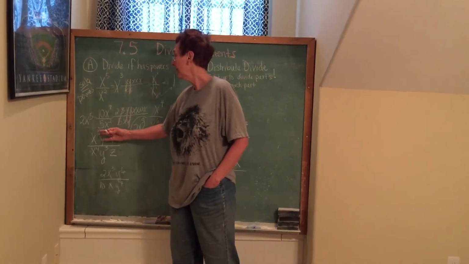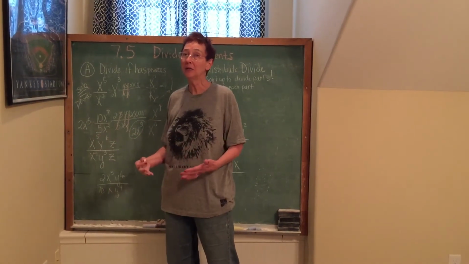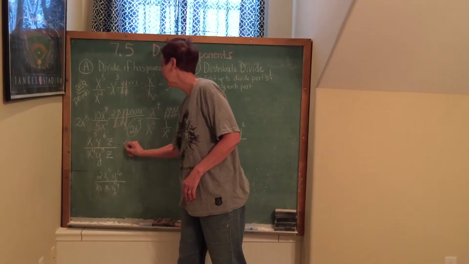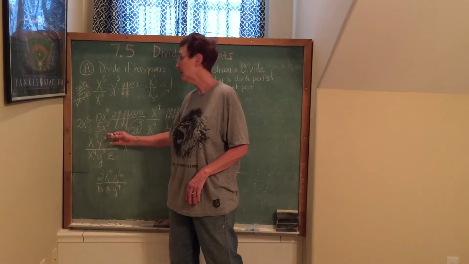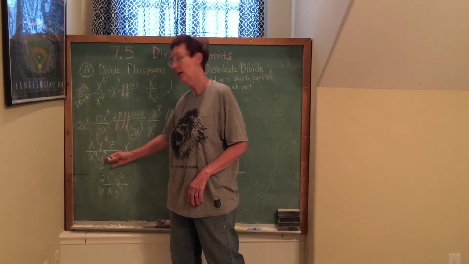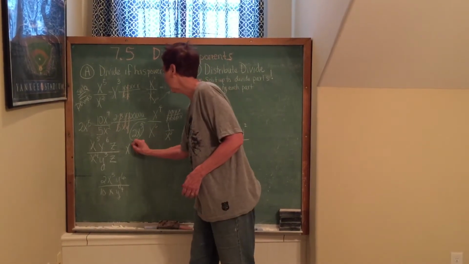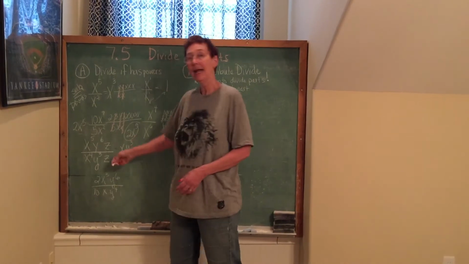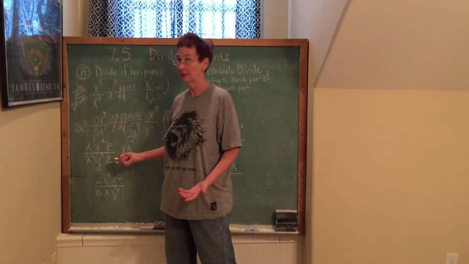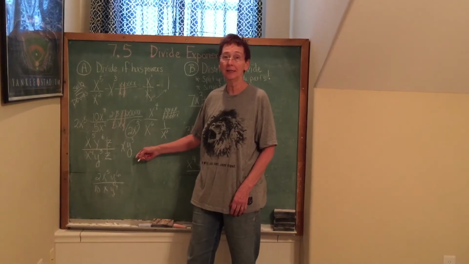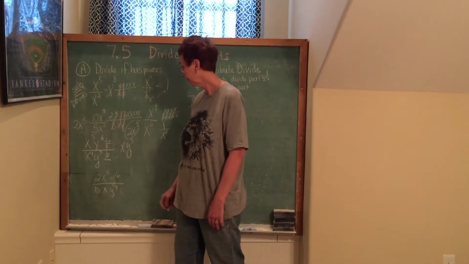On your x's, you've got 5 on top and 4 on the bottom. So 5 minus 4 would give me x left on top, because that's where more of them were. For my y's, you've got 6 on top and 3 on the bottom. 6 minus 3 would leave me 3, and that's still going to be up on top. For your z's, a z here and a z there cross out, so I don't put any z's in there. So my answer is x, y to the 3rd power.